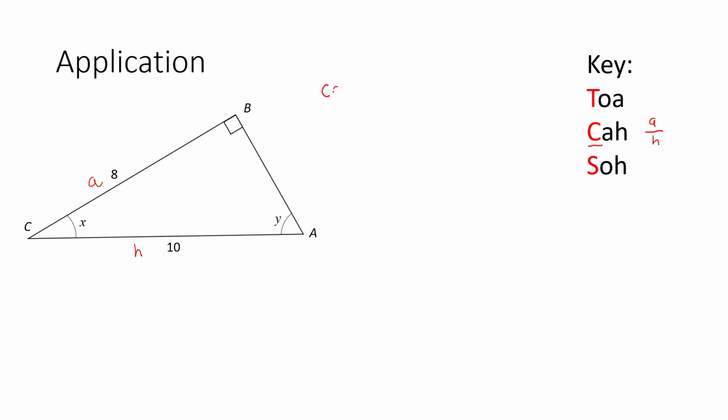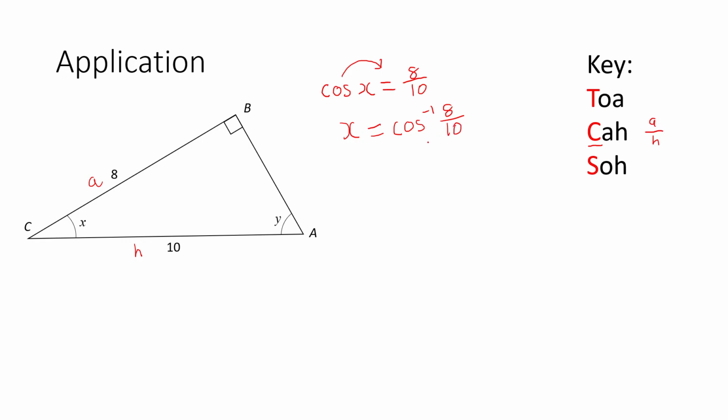So we write down our equation. Cosine X is equals to, adjacent side is 8 over hypotenuse, which is 10. Same thing as tangent, we move our cosine over. So you will get X is equals to cosine inverse 8 over 10.